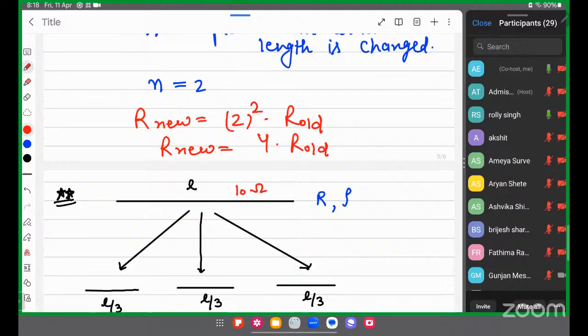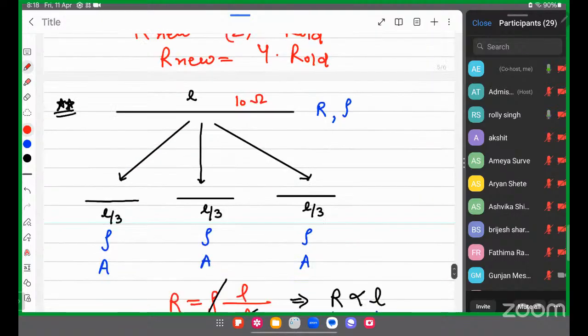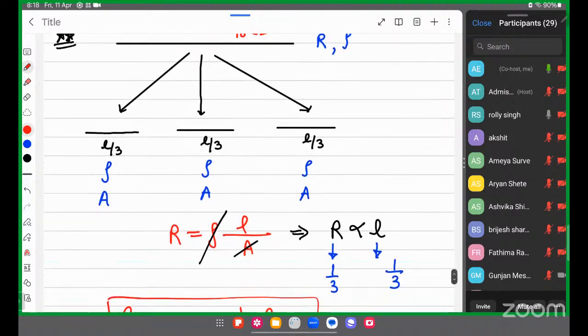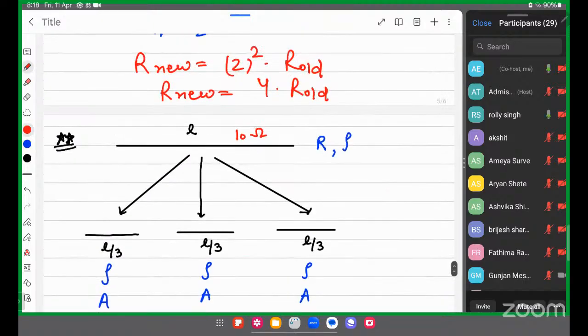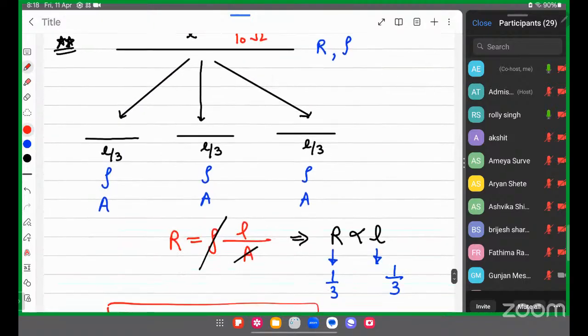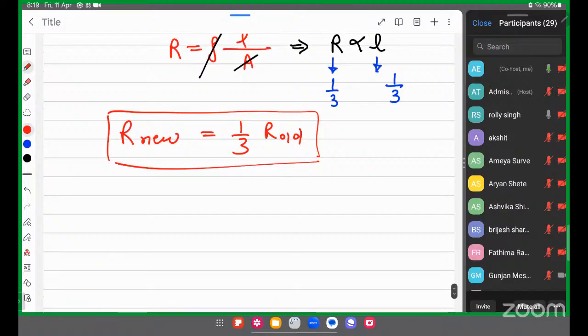Which clearly means if I have this wire with, let's say, resistance 10 ohm, and I am cutting it into 3 different pieces, the resistance of an individual piece will be how much? 1/3, R by 3. Are you getting it? If original is R and I am changing length by a factor of 1/3, the same change will be in R. So this will be 10 by 3. So R new will be 1/3 of the original, that is 10.